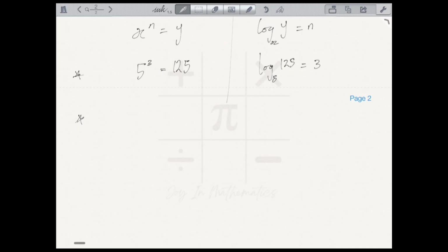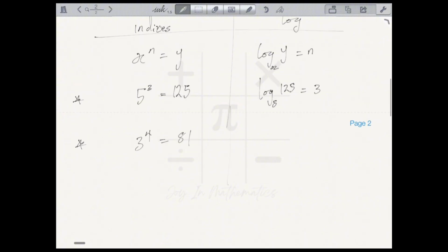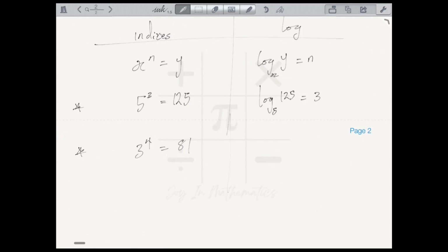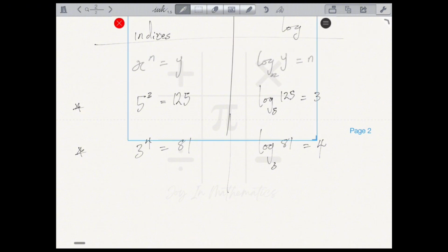So let's take 2 more examples. If we have 3 raised to the power of 4 is equal to 81, how can I relate this from indices and take it back to logarithm? Then I'm saying that log 81 to base 3 is equal to 4. Everything comes down to our relationship that says if we have x raised to the power n is equal to y, then log y to the base of x is equal to n.